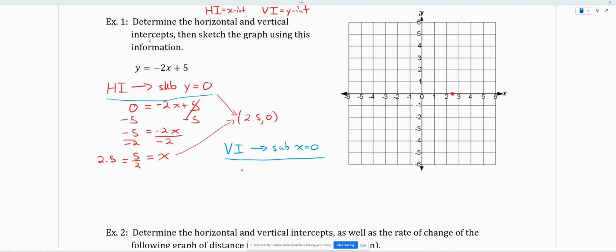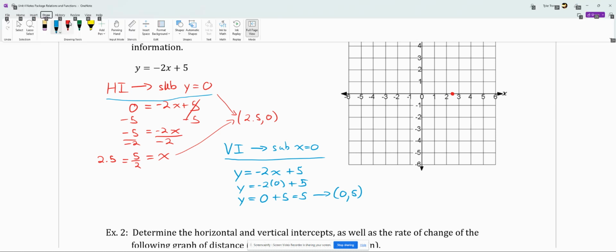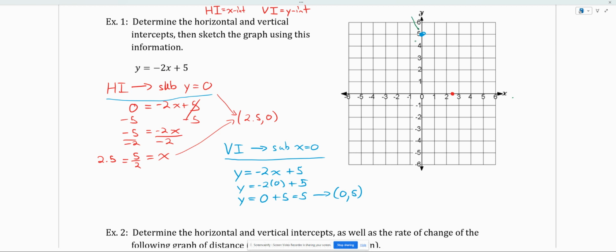So we're going to be substituting x equals 0. I take my function up above, y is equal to negative 2x plus 5. I'm going to substitute a 0 in for x. And this one's much easier. Y is already isolated by itself. Negative 2 times 0 is 0. So we get 5. So therefore, we have a point at 0, 5 for our vertical intercept. We have our 2 points, and we can conclude by drawing, let's go to green, a straight line as best I can.